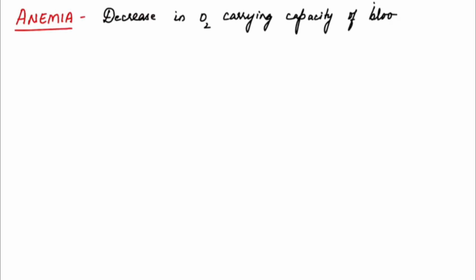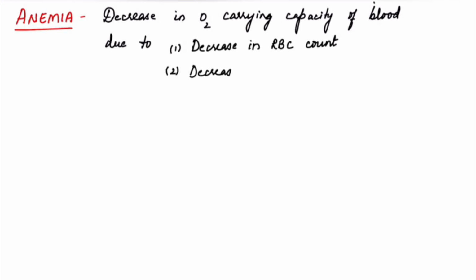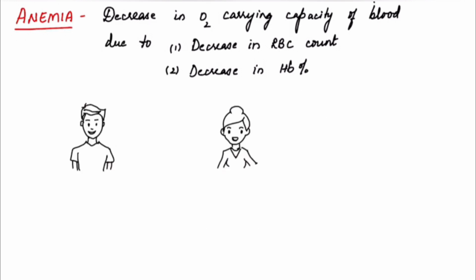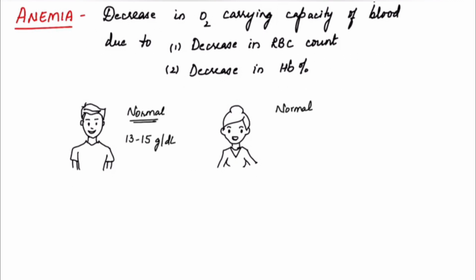Anemia is defined as decrease in the oxygen carrying capacity of blood that may be because of decrease in the RBC count or because of decrease in the hemoglobin percentage. So we'll see a comparison between male and female. Normal value of hemoglobin is taken to be around 13 to 15 gram per deciliter in males and 12 to 14 gram per deciliter in females. So that means less than 13 gram per deciliter in male or less than 12 gram per deciliter in female is considered to be anemia.